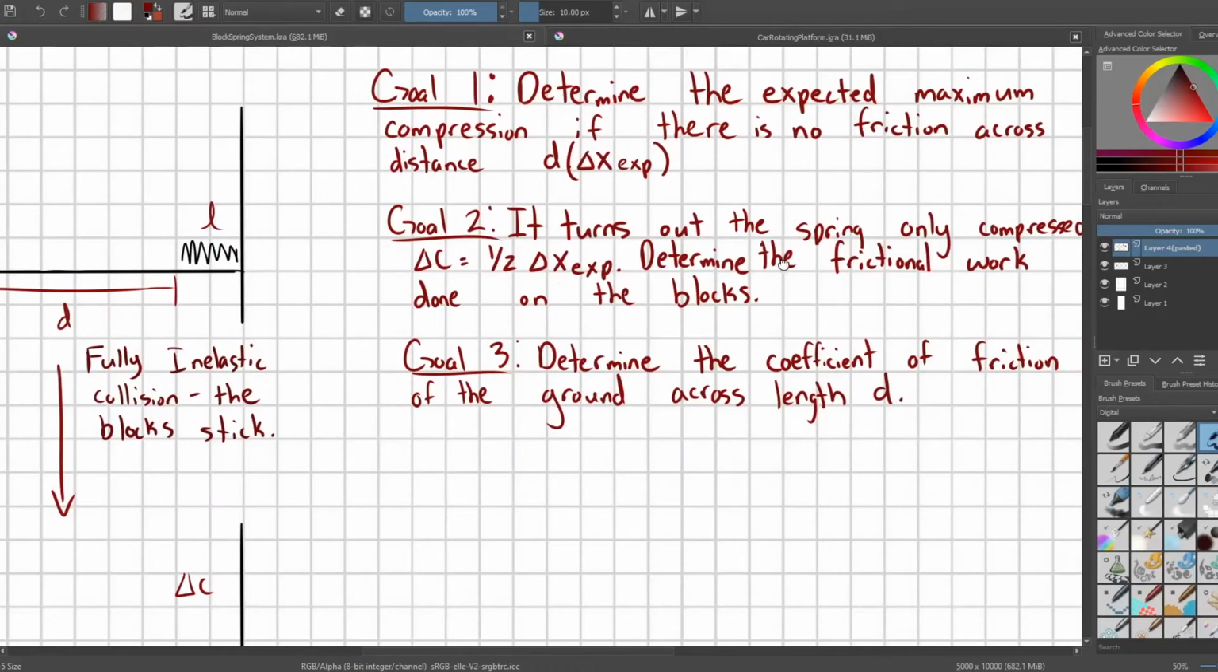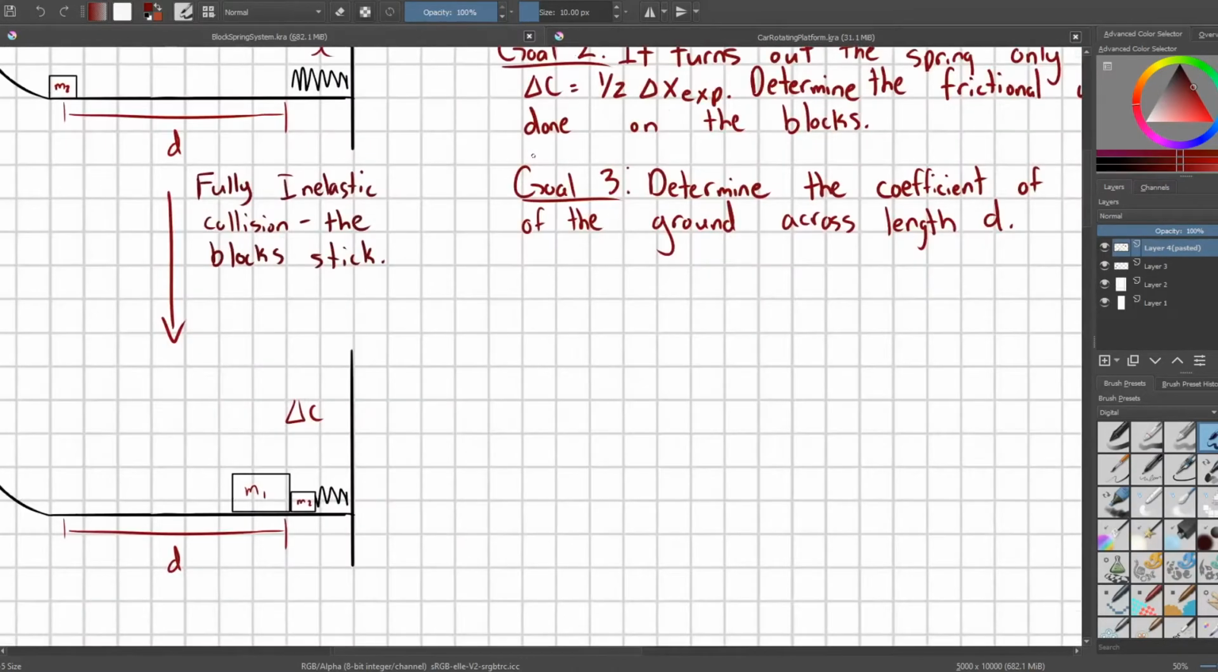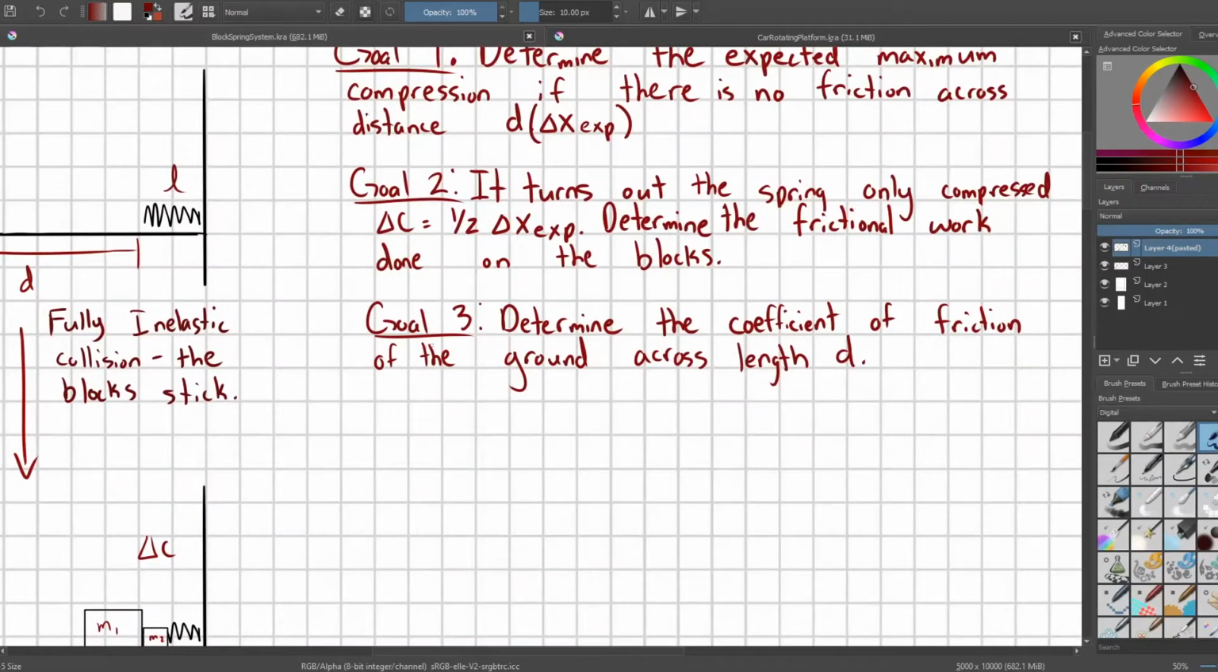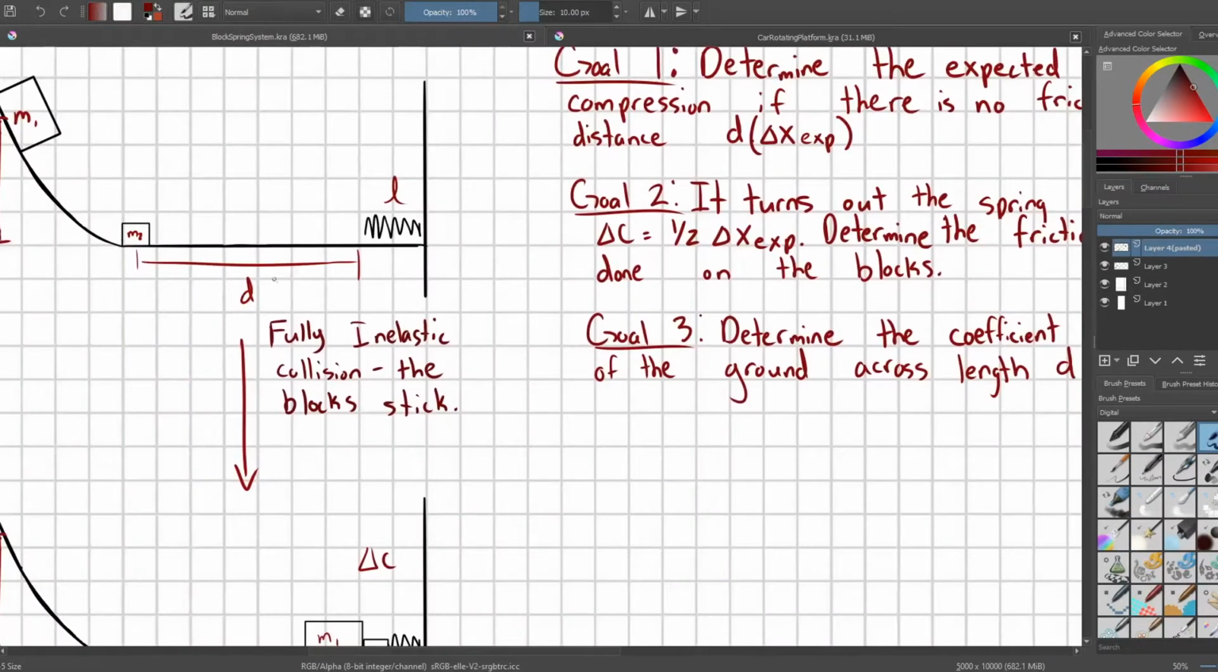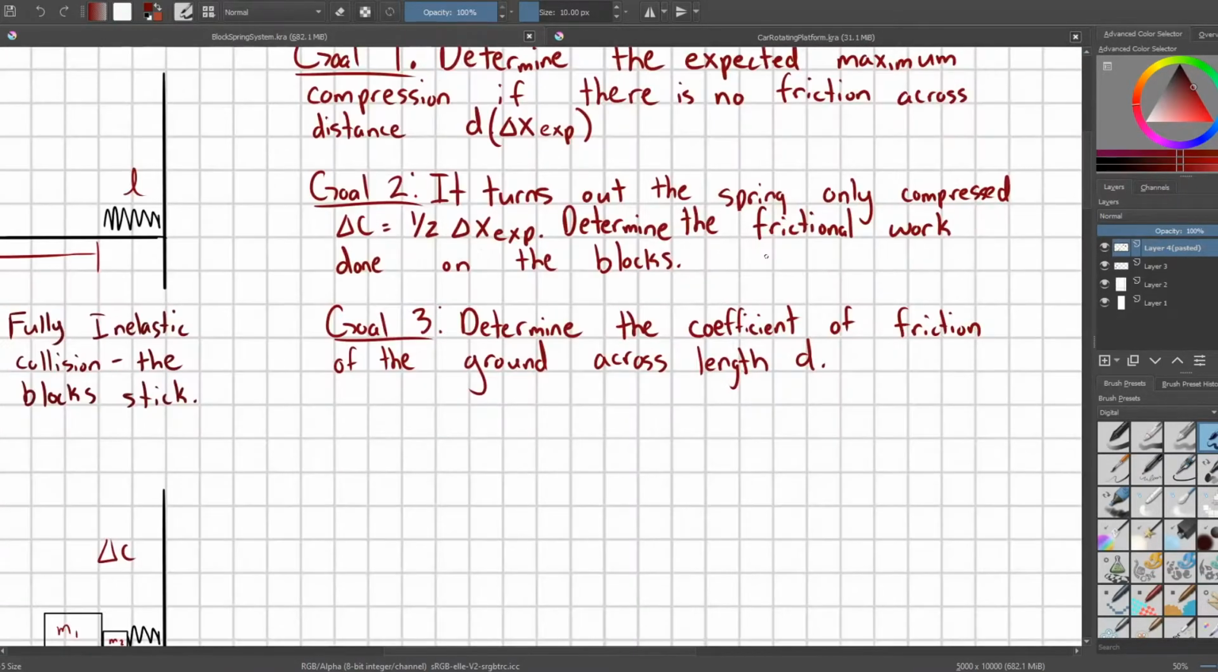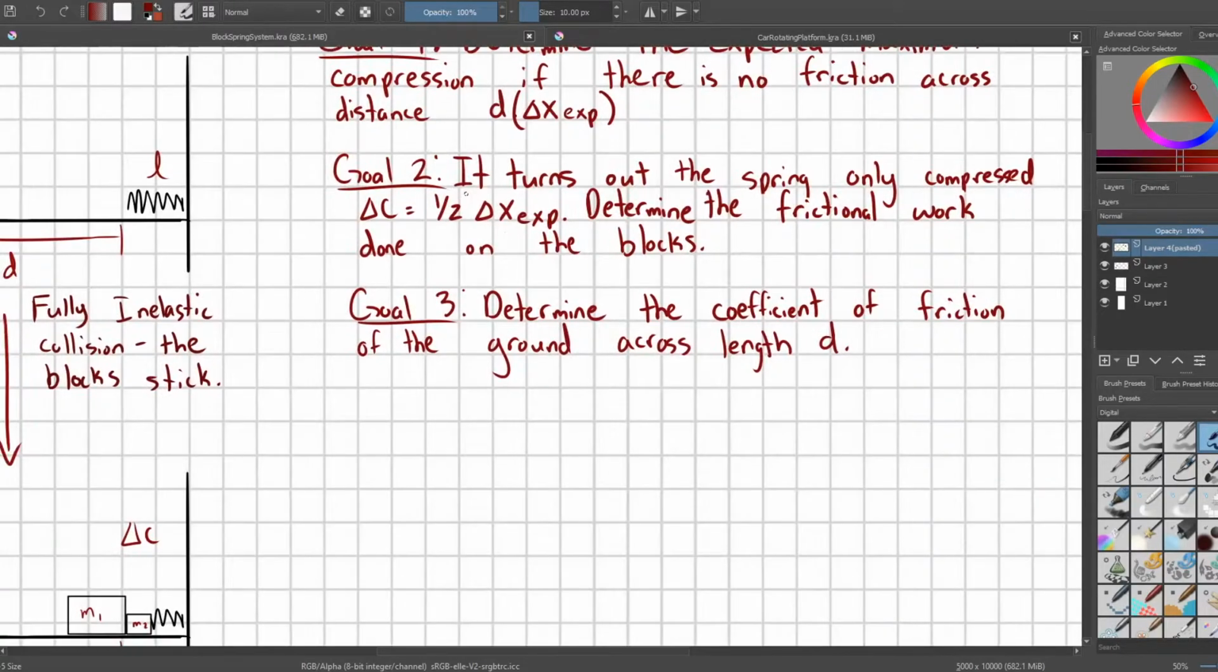After that, it turns out that this delta C value is only 1/2 of that expected compression. Therefore, across this distance d, there was energy that was lost due to friction. So the second goal is to determine that work done by friction that is taking energy out of the two blocks. And finally, you are to determine the coefficient of friction of the ground across the length d.